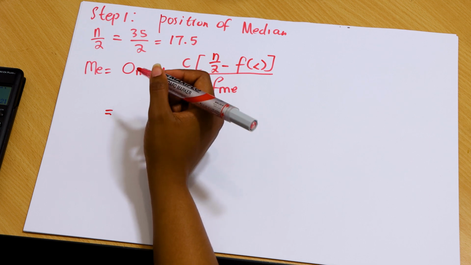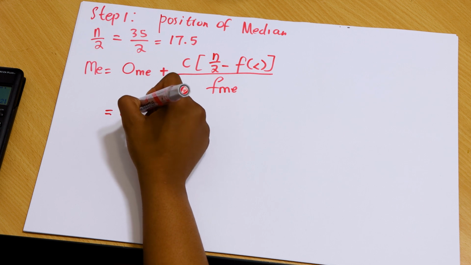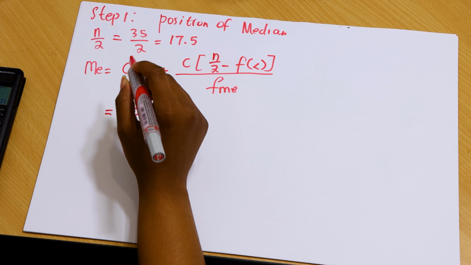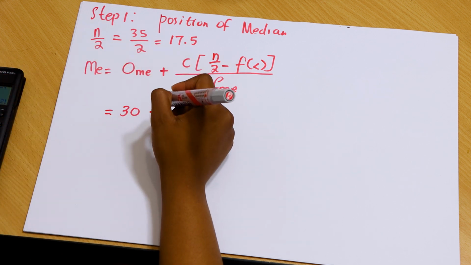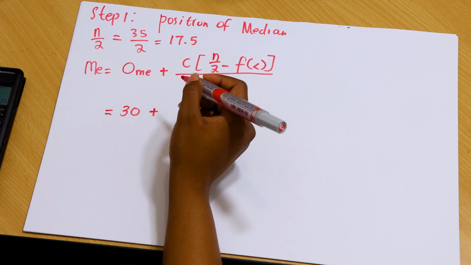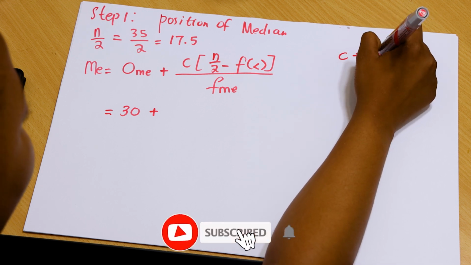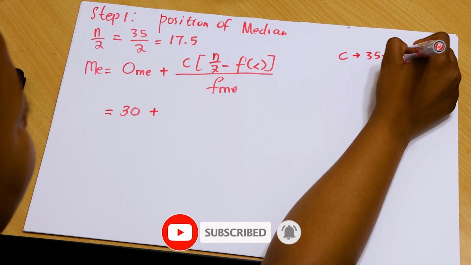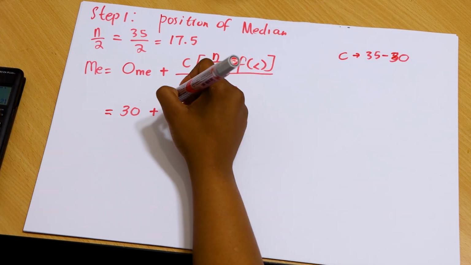because it's between 30 to 35, the lower limit is 30, right? It's the number that is starting on that interval, plus C. C is 5, and how do you find C? Okay, so let me just write for you. C is 35 minus 30, which is 5.